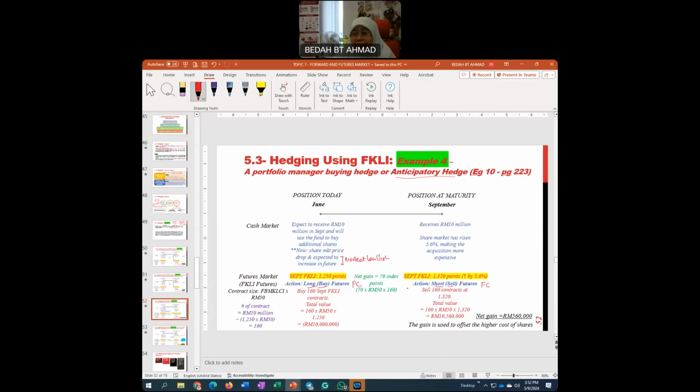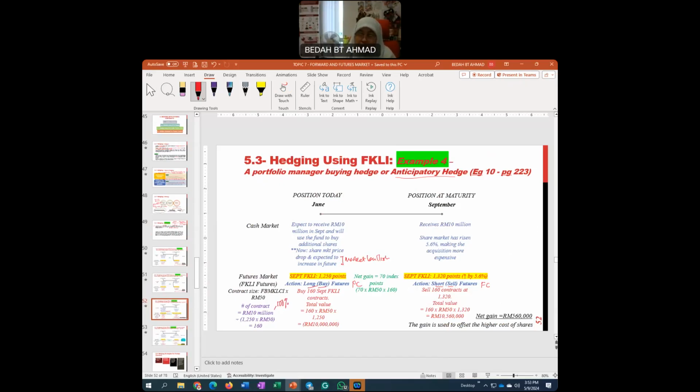So this is in June. In the futures market on opening, you need to decide to long as a strategy, long futures contract. And then you need to calculate the number of contracts, which is for the 10 million. So this is considered 100% hedging. So 10 million divided by the index point at that time, 1250, multiplied by 50. So you get 160 contracts.